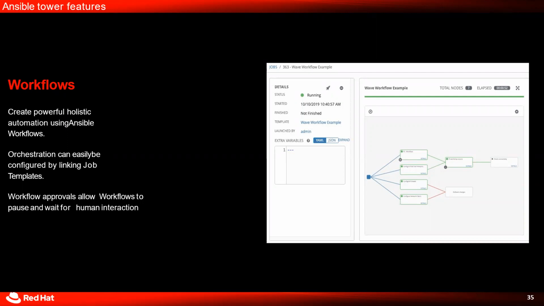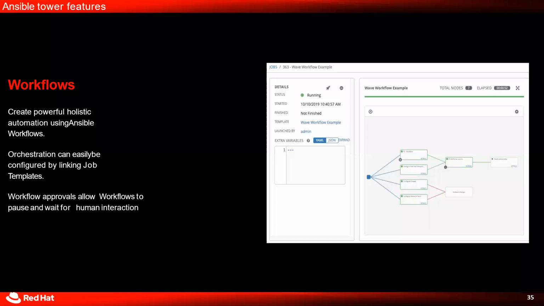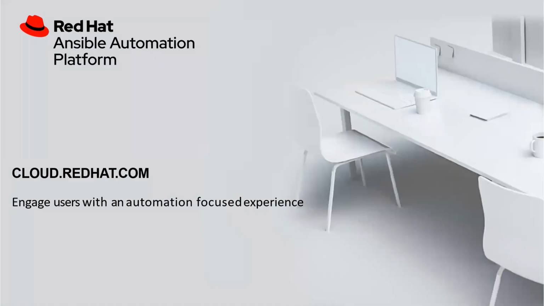Okay, so based on the success or failure criteria, you can define the Ansible templates. Based on that, it will execute the playbooks in a sequential order, and you don't have to have any human intervention. Everything is run in a specified sequence. Okay, and the next thing is cloud.redhat.com, which will help enhance your automation platform as a whole.